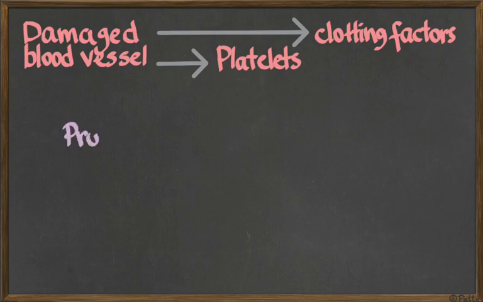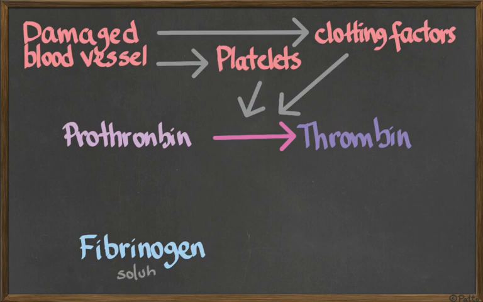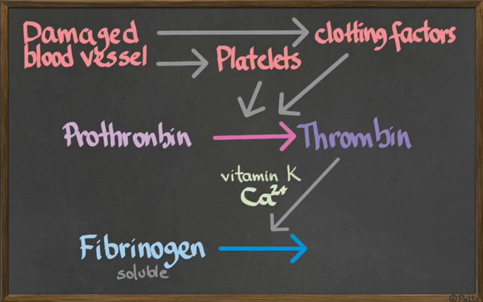And these together make one chemical called prothrombin become thrombin. Basically, they force prothrombin to become thrombin. They signal and catalyze this reaction. And thrombin, with the help of calcium and vitamin K, is going to make fibrinogen, which is a soluble molecule that you have a lot of in your blood.